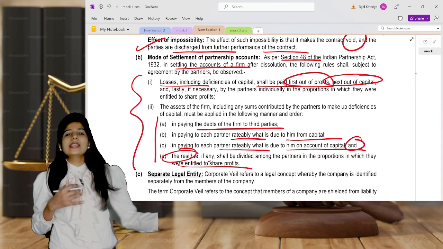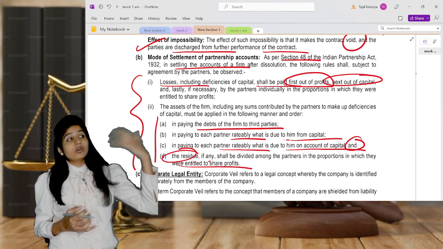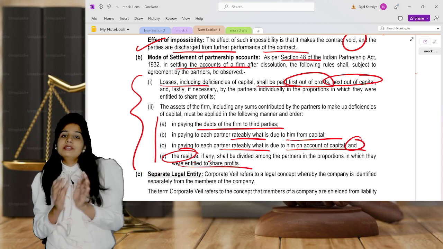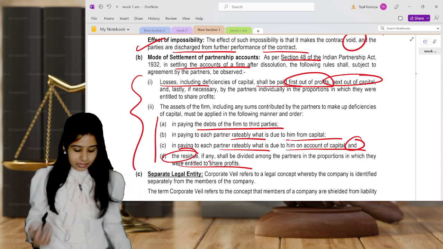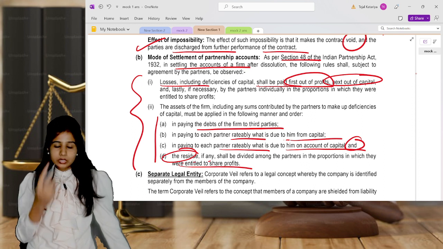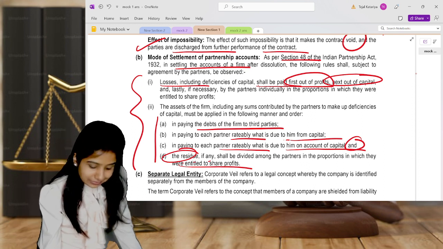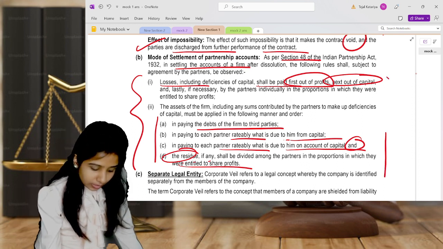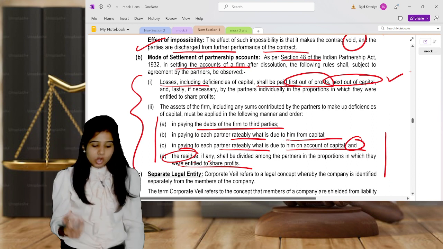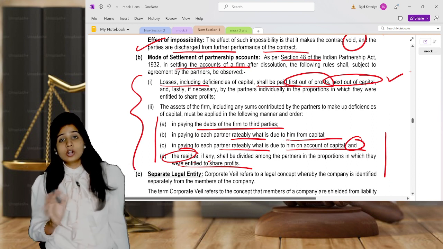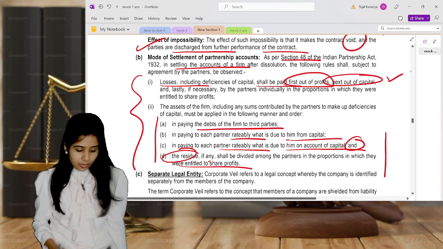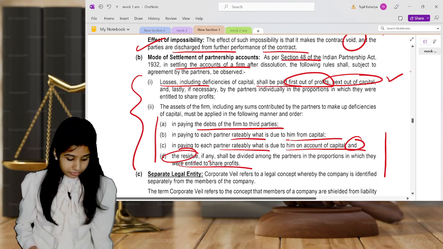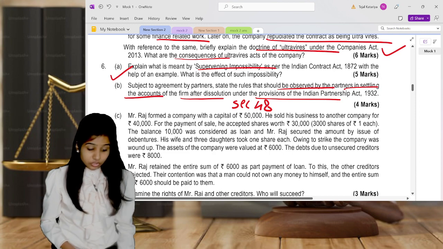So it's basically like companies: they pay the secured or outsider creditors first, and if something remains, then only the partners, members or equity shareholders will get something, the residue. This is because any loss or deficiency in the capital should not be paid out of the capital; it should be paid first out of the profits only. So this is all about section number 48.